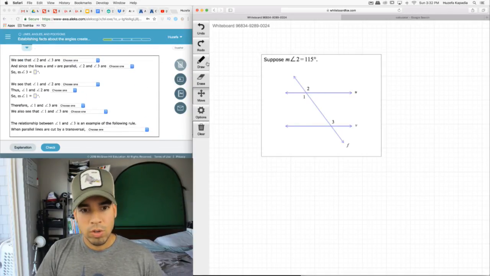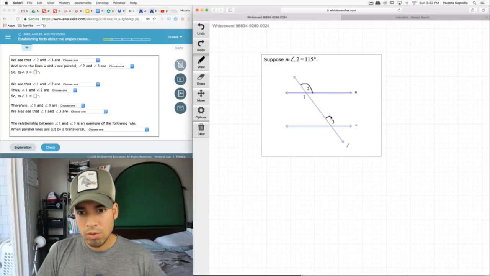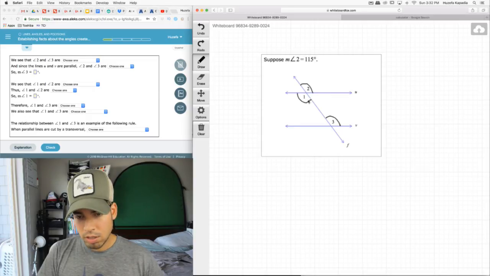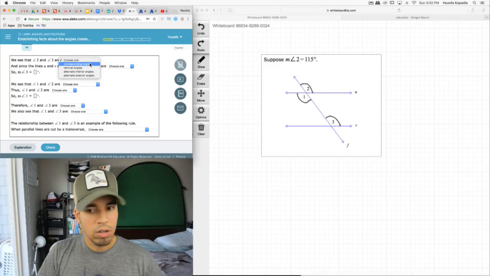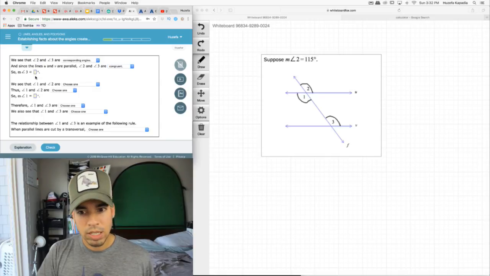We see that 2 and 3 are congruent, okay? Because they're corresponding angles. 2 and 1, just like before, are vertical angles, so those are also equal. So 2 and 3 are corresponding angles, which means they are congruent. So angle 3 is 115. It's the same.